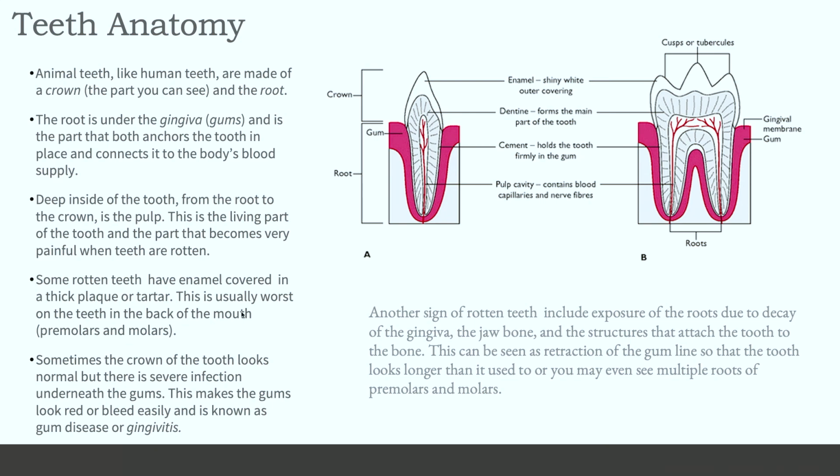Some rotten teeth have enamel covered in a thick plaque or tartar, and this is usually worse on the teeth at the back of the mouth. So this is going to be your premolars and molars. Sometimes the crown of the tooth can look normal, but there is still severe infection underneath the gums. This makes the gums look red or bleeding, and they bleed easily, and is known as gum disease or gingivitis.